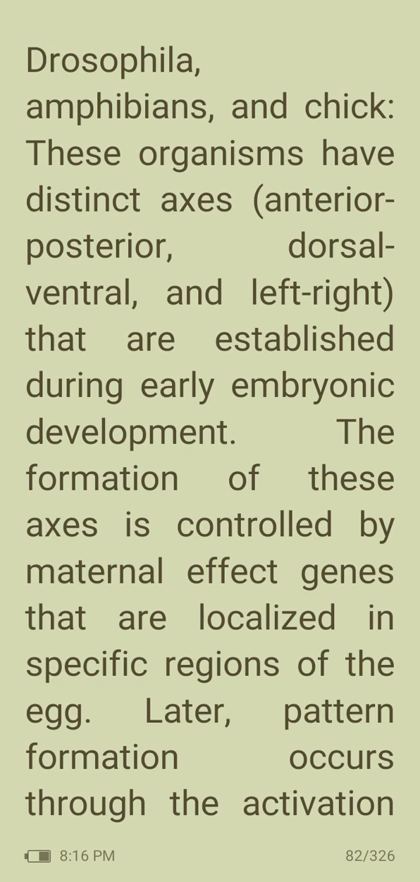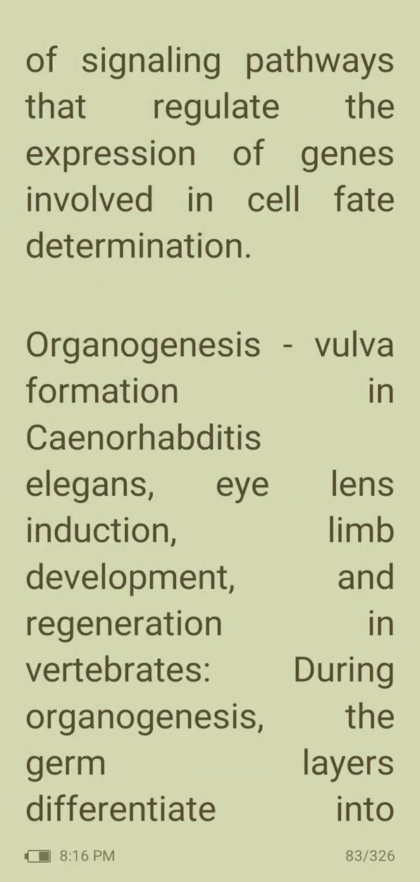These organisms have distinct axes, anterior, posterior, dorsal, ventral, and left, right, that are established during early embryonic development. The formation of these axes is controlled by maternal effect genes that are located in specific regions of the egg. Later, pattern formation occurs through the activation of signaling pathways that regulate the expression of genes involved in cell fate determination. Then organogenesis: vulva formation in Caenorhabditis elegans, eye induction, limb development, and regeneration in vertebrates.